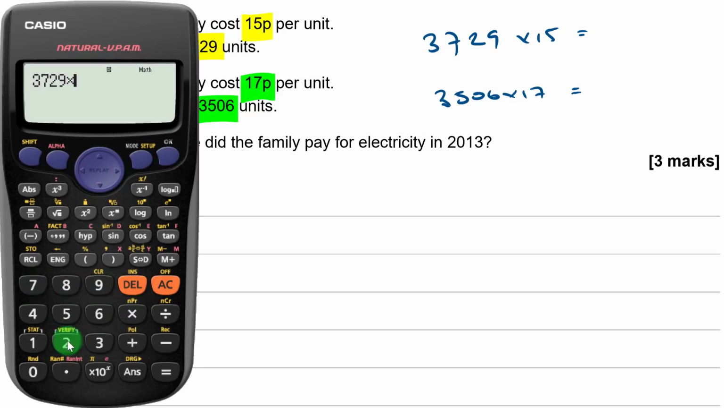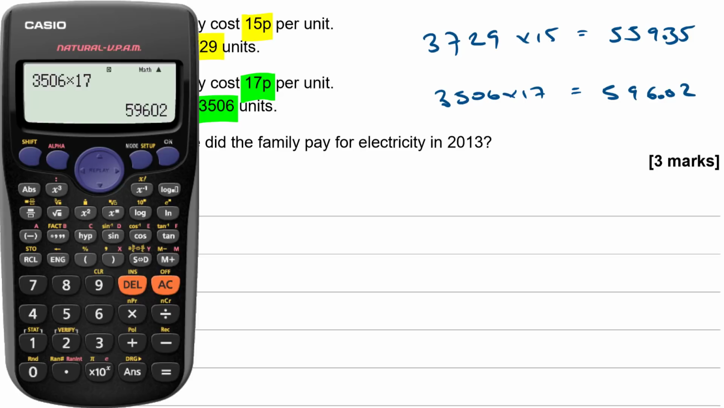3,729 times 15 gives me 55935. It's going to be in pounds and pence, isn't it? Well, it's all in pence at the moment. I can convert it to pounds in a minute. 3,506 times 17 is 59602. So like I say, that's going to be in pence. So if I want to convert it into pounds and pence, I just need to put a decimal point in there and there.